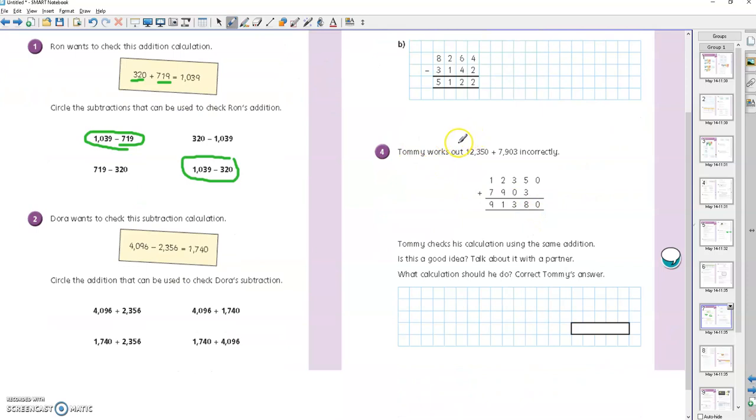Now Tommy has worked out this question, and he's done it incorrectly. Maybe he's taken it to a teacher and they've marked it wrong. So go and have a check, Tommy, and see if you can debug your own question. He thinks to himself, "Oh, I'll just do it again as it is and see if that works." Is that a good idea? See if you can think why that might not be a good idea, and then what calculations you should do. A subtraction would be the inverse of this. So which subtraction calculation would help him check that his answer was wrong?